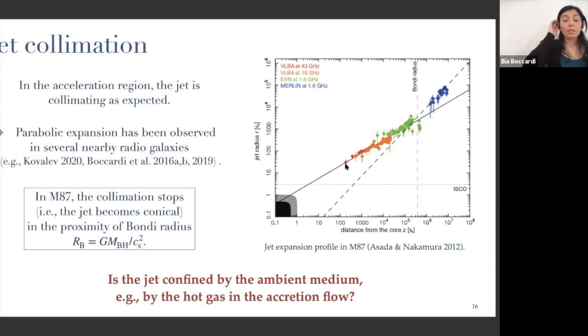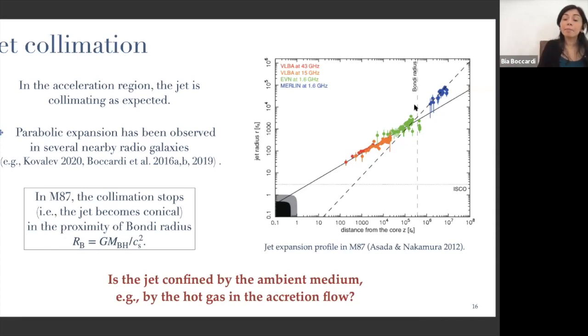And what has been observed is that indeed, at the beginning, the jet has a parabolic shape. So it means the opening angle of the jet is not constant, but it is decreasing continuously as the jet propagates. And this is exactly the shape that most of the models predict in the collimation region. But then there is a transition in the jet shape, with the jet becoming conical. So this is the shape that we observe commonly in blazars, as I mentioned at the beginning.